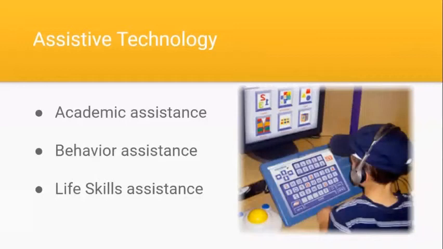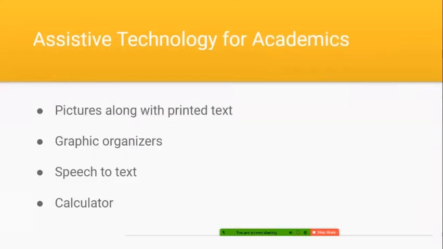Thank you, Araceli. And now we're going to talk about some of the assistive technology that is used in the classroom in order to manage the students' academic success, their behavior success, and even their life skills. Okay, so first we're going to talk about assistive technology in academics. So these are going to be some technology they're going to use in order to help them with their math, with their language arts, with social studies, science.